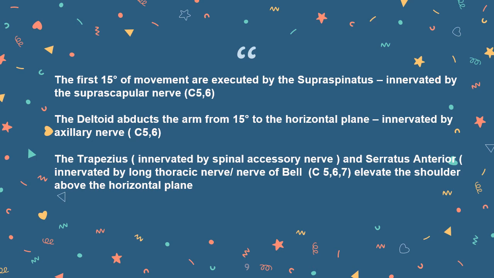The trapezius innervated by the spinal accessory nerve, and the serratus anterior innervated by the long thoracic nerve or nerve of Bell, C5-C6-C7, elevate the shoulder above the horizontal plane.